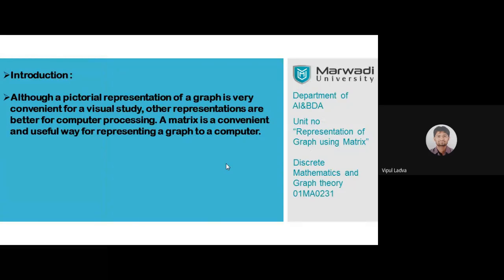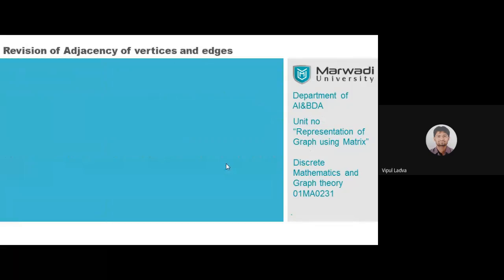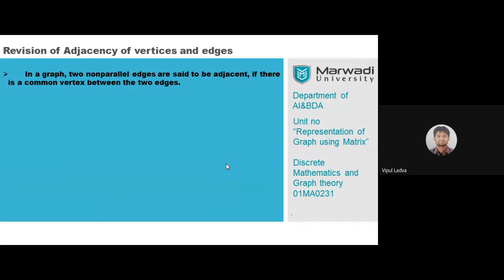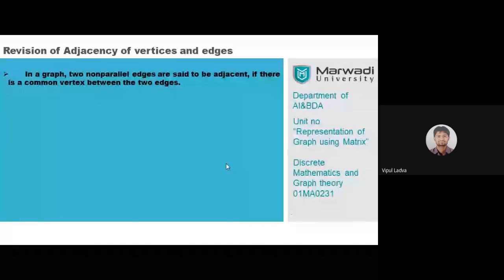Introduction, I had already explained this, forget about that. I will share this PPT. Let's have a small revision of adjacency of vertices and edges. When we can say that two vertices are adjacent, when we can say that a vertex and an edge are adjacent. In a graph, two non-parallel edges are said to be adjacent if there is a common vertex between the two edges.